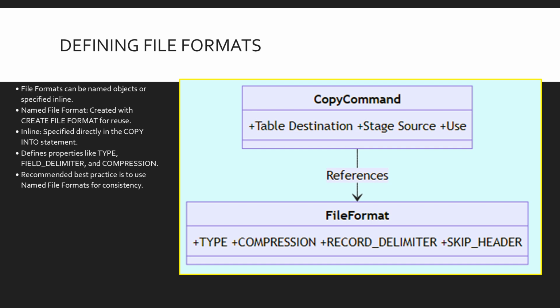This diagram represents the relationship between the load command and the format. The copy command class represents the action of loading data. It references the file format class. The file format contains specific attributes like type, e.g. CSV, compression settings, and delimiters. By decoupling these, we make the copy command cleaner and the file format reusable.